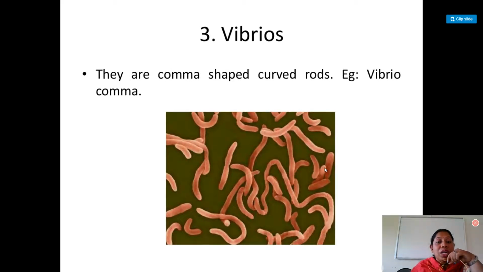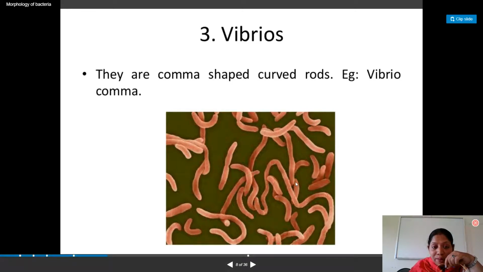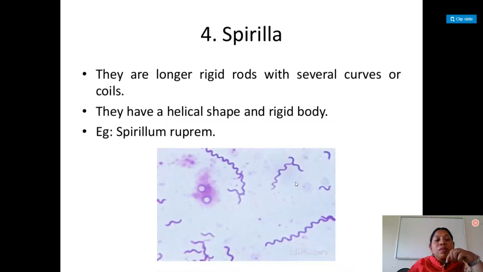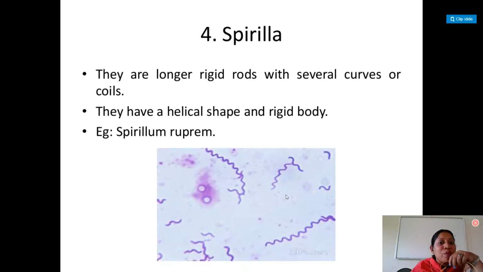The third one is vibrio. They are comma shaped curved rods. Example is Vibrio cholerae. Fourth one, spirilla. They are longer, rigid rods with several curves or coils. You can see exactly a Maggi noodle appearance they have. So they have a helical shape and a rigid body. Example is Spirillum rubrum.